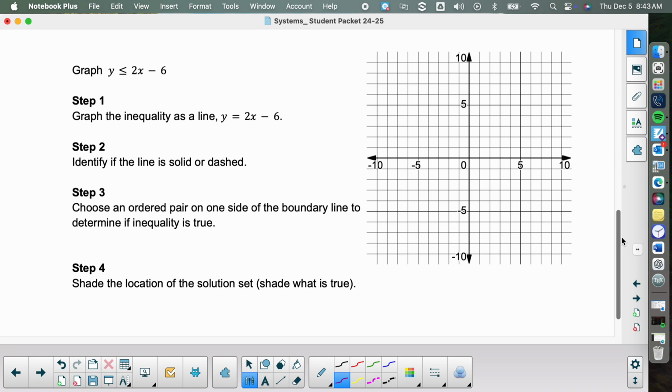Do you want that? Okay, so first thing we need to do graphing straight lines is this minus 6. Means we need to go down 6 and draw a point. That's the y-intercept.